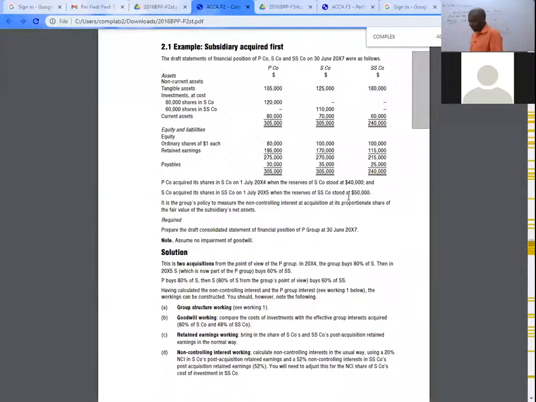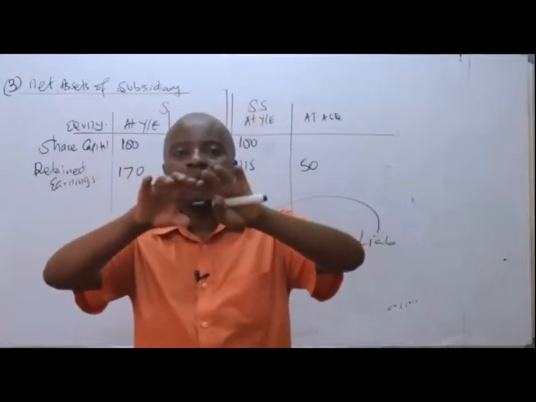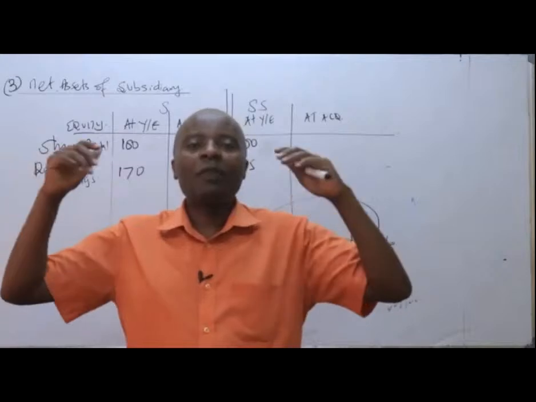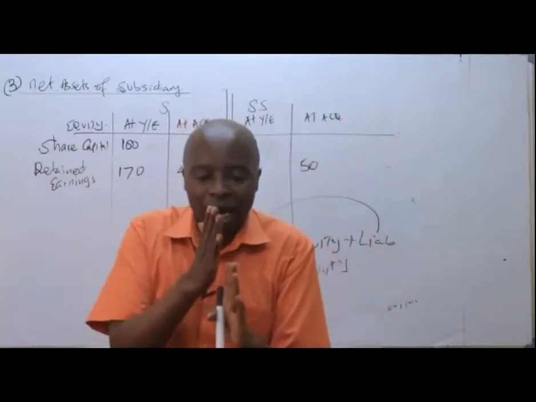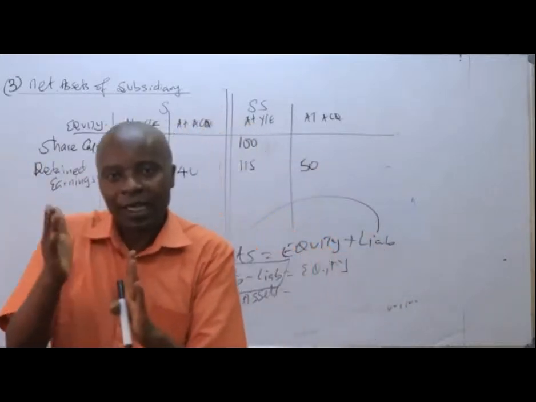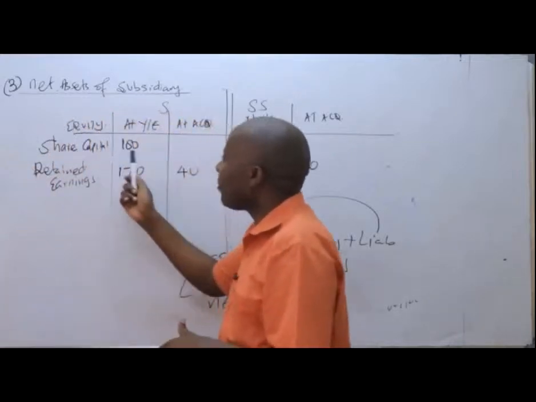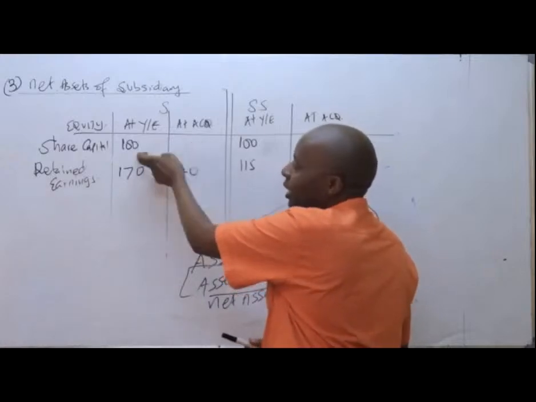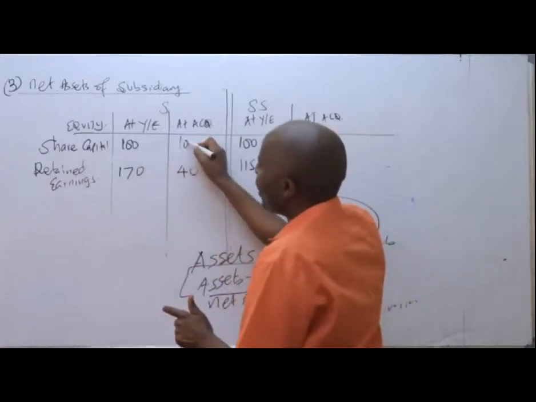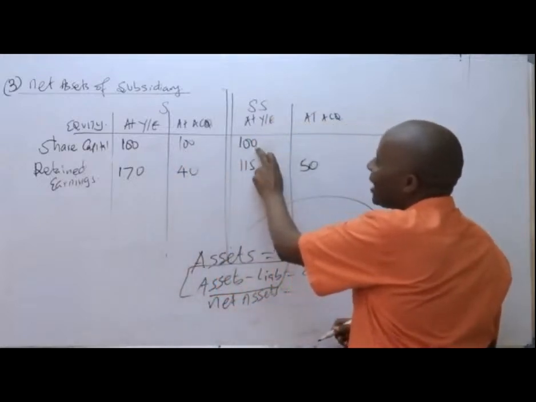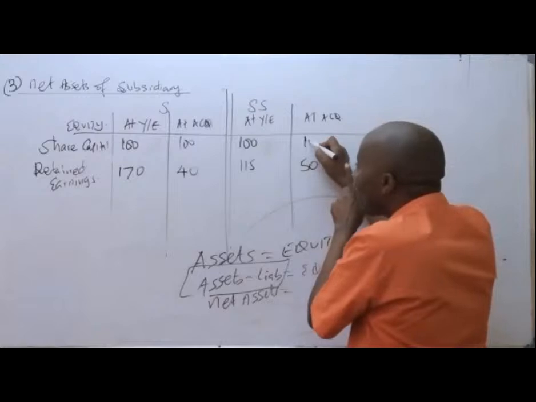Now listen. This is something if you pick, you'll have picked it very fast. Ladies and gentlemen, the share capital of the subsidiaries doesn't keep on fluctuating. I've never seen a question where they tell us that you have acquired a subsidiary and thereafter the subsidiary issued new shares. So the share capital at the year end and at acquisition must be the same. For S it will be 100. How about share capital of SS? It's 100. So at acquisition, it must also have been 100.